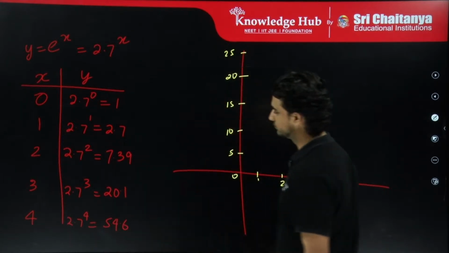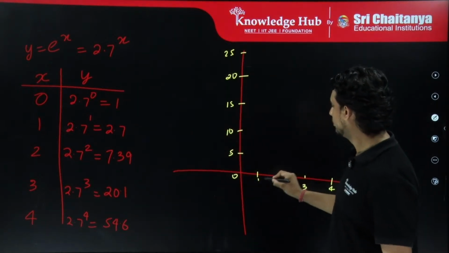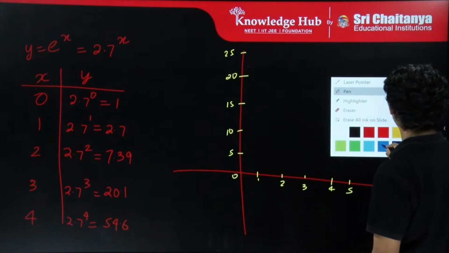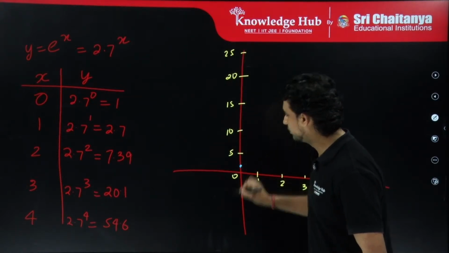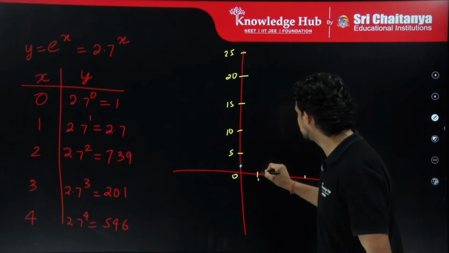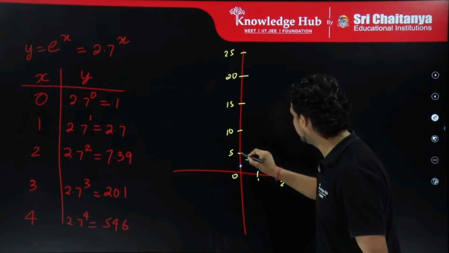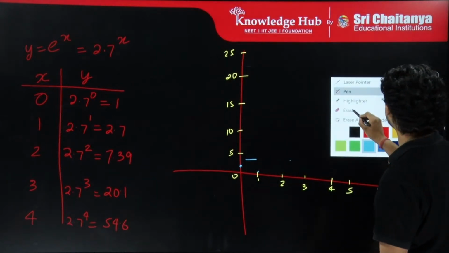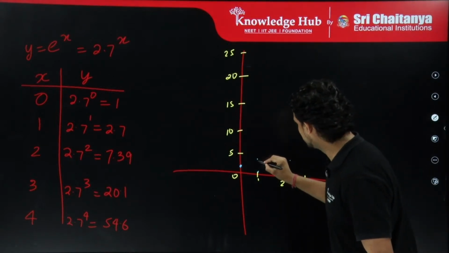Okay, so now for x equals 0, y is 1. So let's say y will be 1 somewhere here. Now for x equals 1, y is equal to 2.7. Because this is 5, 2.7 will lie somewhere here in the middle, right? So let's make it there. Okay, I mark this point.